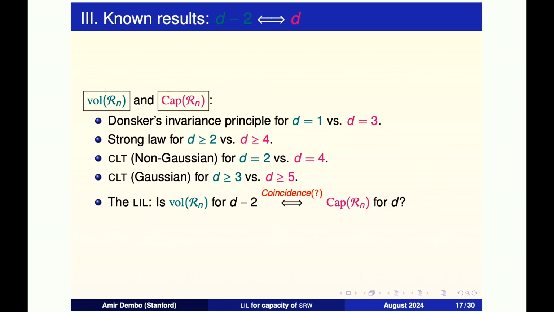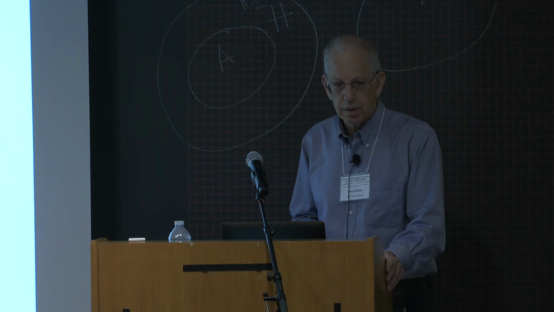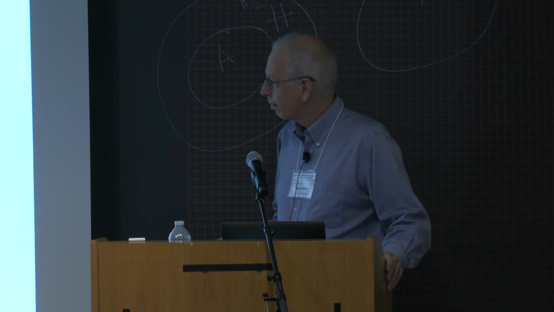And for the LIL, we claim that we will get the same result, more or less. That the LIL for volume in dimension d minus 2 will translate into LIL for capacity in dimension d, and we will have different behavior between 2, 3, and 4 or more, and so here it will be 3, 4, and 5 or more. 3 different regimes corresponding to what we see for the volume.